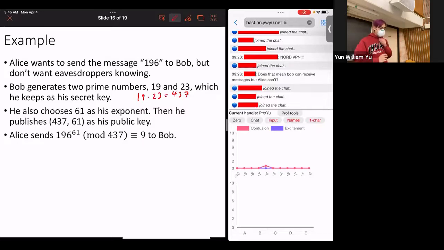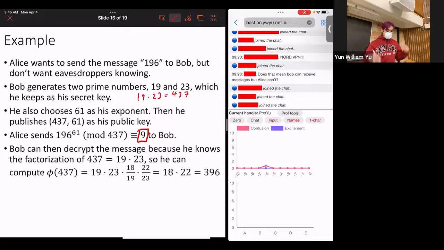Okay, so then Alice is like, oh, I have a message. I want to send the message 196. So she takes 196 to the 61st power, mod 437. That turns out to be congruent to 9. So the message she sends is just 9. She's like, hey Bob, my encrypted message is 9. I sent it to your public key, so you know how to decrypt it. Well, Bob can decrypt because he knows the factorization of 437, so he knows what phi is. So he knows that phi of 437 is 396.